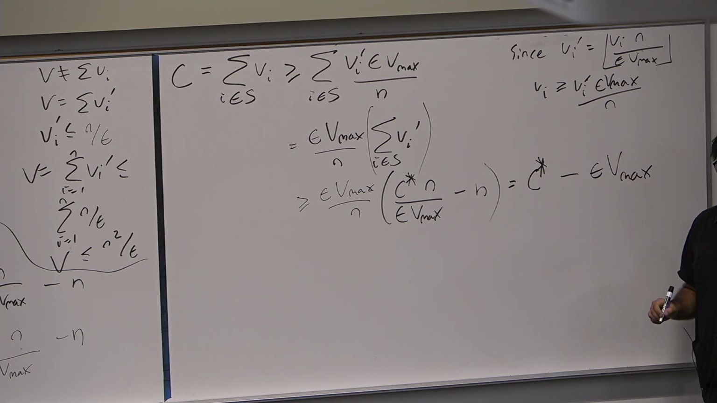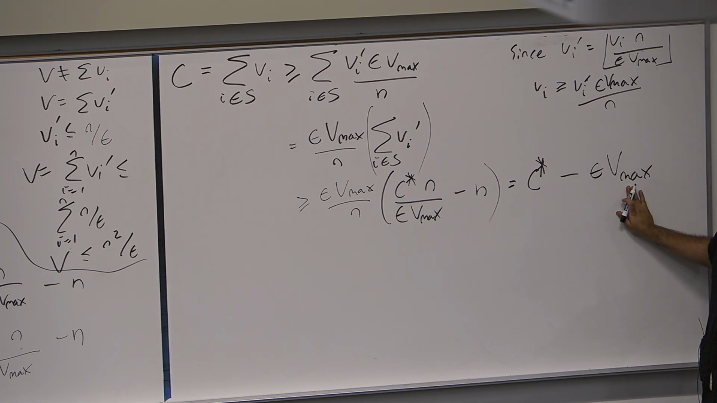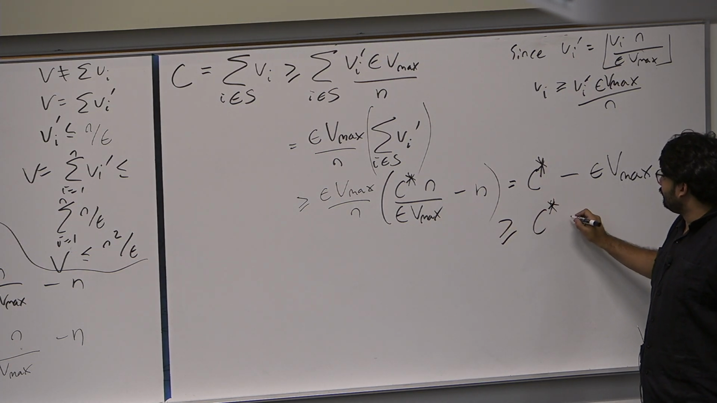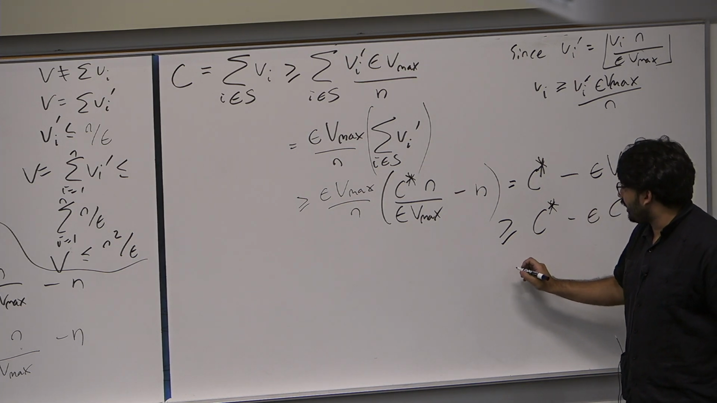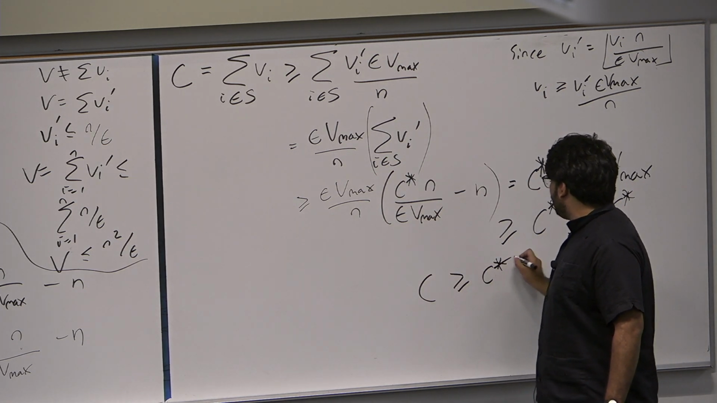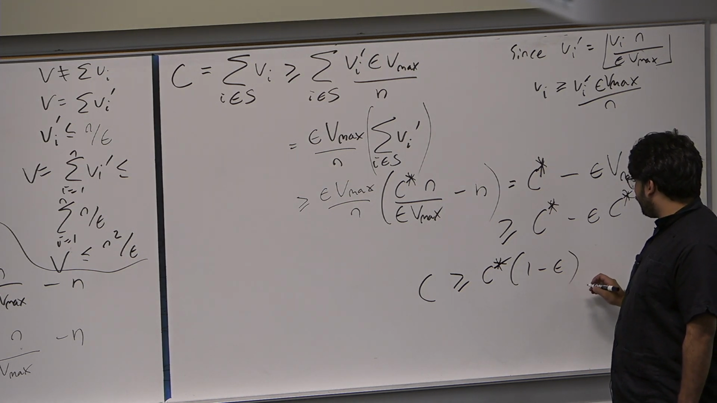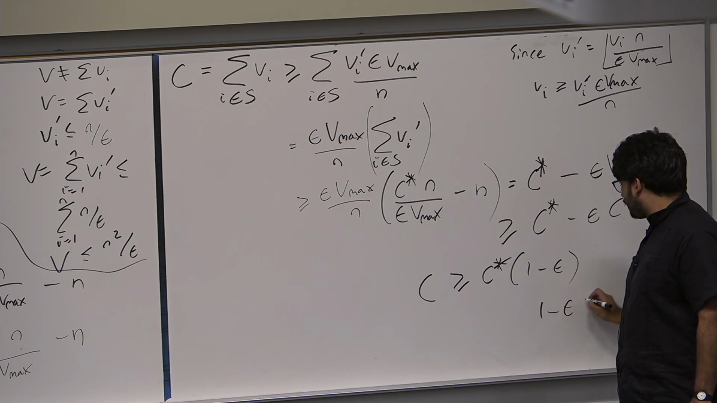Is that right? Okay, well, is it the case that we know that the value of the max should be less than the optimal? So in fact, we can even overestimate this by C star minus epsilon C star. So if we bring that back down here, we get that C exceeds C star times 1 minus epsilon. So the ratio here is within a 1 minus epsilon approximation factor.